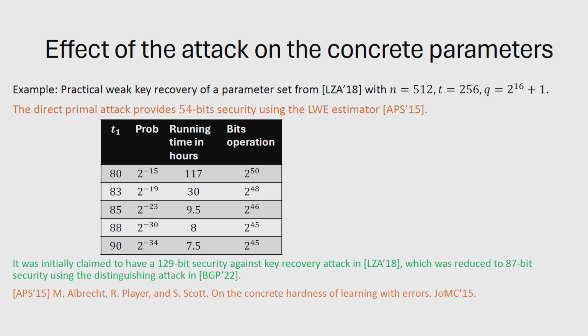For example, we also tried some experiments on the 2018 proposal with n 512, T 256, and q 2 to the power 16 plus 1. So the direct primal attack gives 54-bit security using the LWE estimator. And we were able to find some instances of it, which have a non-negligible probability, in reasonable time.